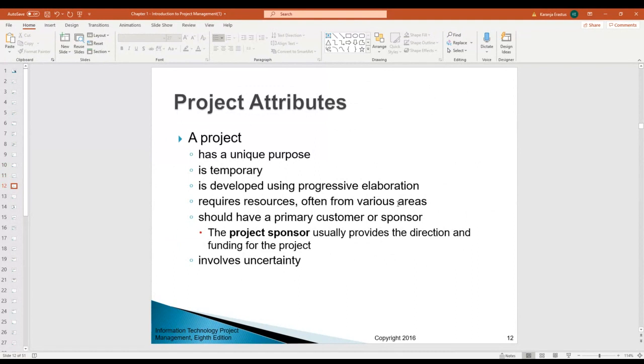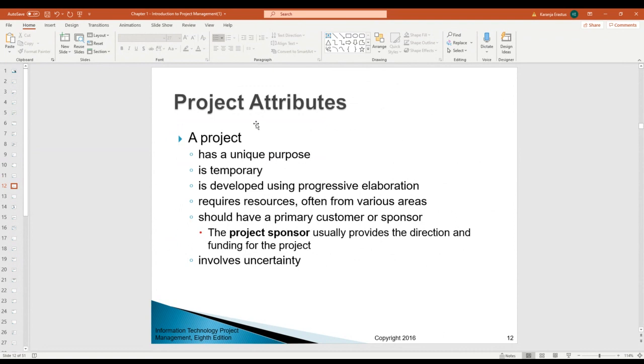So we talked about the attributes of a project, and the key thing here is what is called a project sponsor. This is a word that you'll hear a lot. This is usually the person who provides the direction and usually the funds for the project. So this is usually the sponsor or the customer. In some areas, they are referred to as the customer.